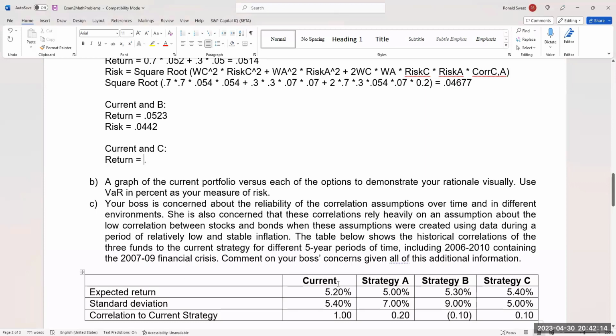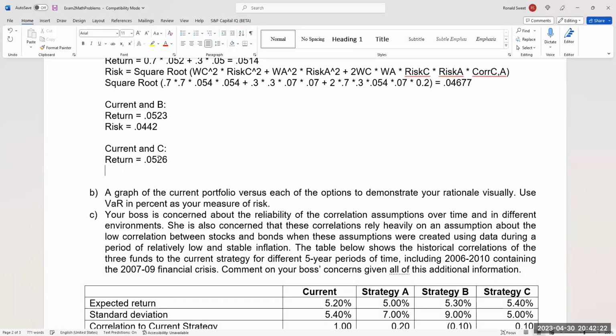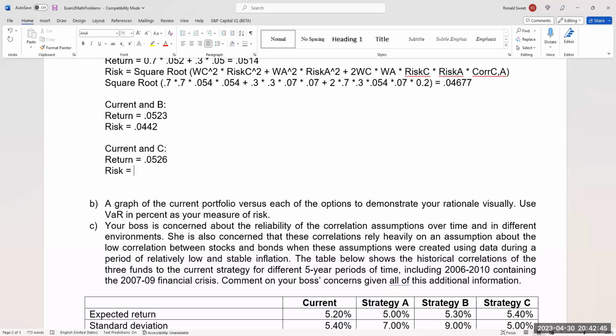And in current and C, your return should equal 70% times 5.2 plus 30% times 5.4, and that should get you 0.0526. And then the risk, the first part is exactly the same, 0.3 times, and now your risk is 5%. So use 5 instead of 7, 2 times 0.7 times 0.3 times 0.054, and then you use 5% here, and then you use 0.1 there. When you do that, you should get a risk of 0.04204. You notice how I'm not using percents. I'm putting everything into decimals.